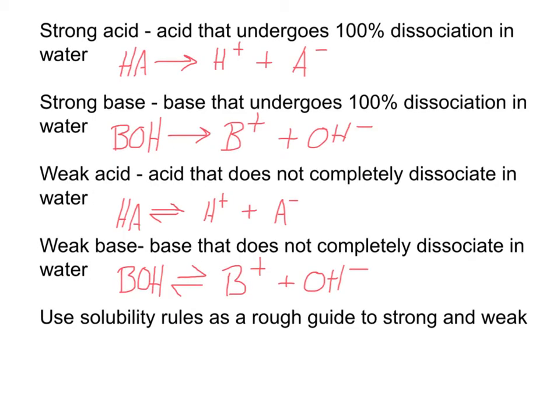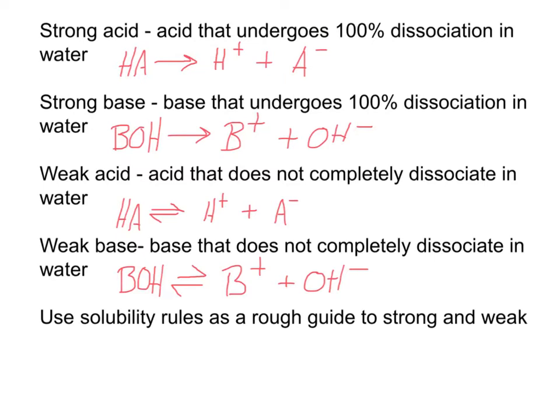Alright, so the first definition we want to talk about is that of a strong acid, and that's an acid that undergoes 100% dissociation in water. We're using a generic formula, so we have a hydrogen ion paired with some generic anion, but this one's strong. That means when this hits water, 100% of it is going to ionize into the two ions. There isn't going to be any HA left. It's going to be completely hydrogen ions and whatever anion it's paired with.